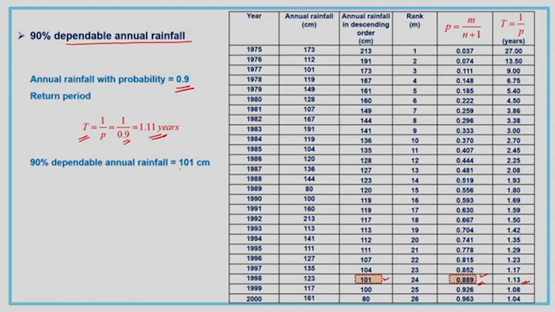90% dependable annual rainfall is 101 centimeter. The return period is 1.11. The value corresponding to 101 centimeter rainfall can occur at least once in a return period of 1.11 years, and the probability corresponding to that is 0.9.